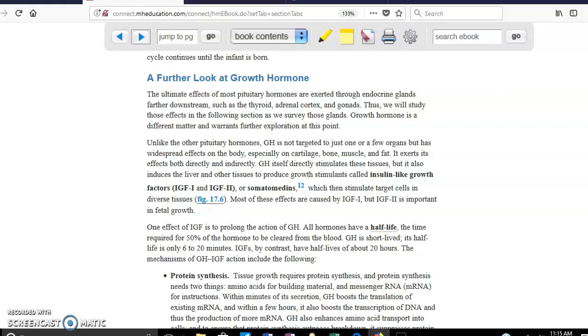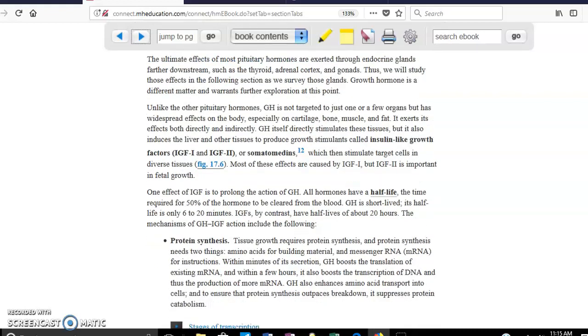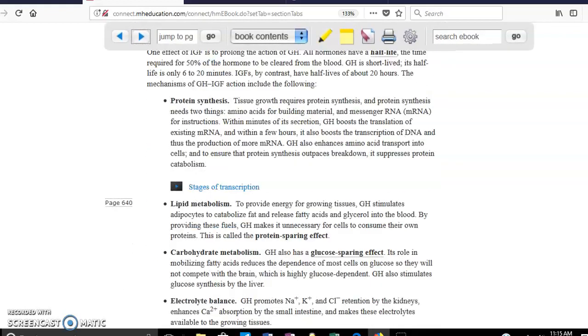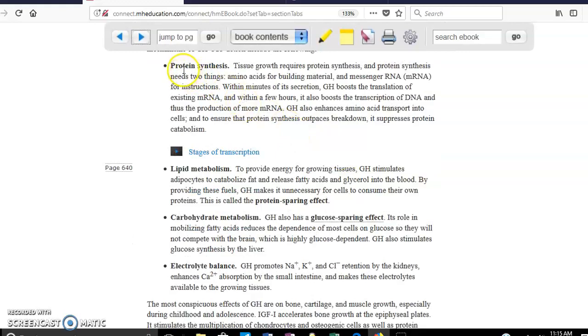Because if you are going to eat, everything that you eat is going to be used in order for you to grow. So that's why if you look in here, you can see that the growth hormone is going to work in the metabolism of proteins, lipids, and carbohydrates by making sure that you have these things ready in order to grow. Not only that, it also works in electrolyte balance for very important ions such as sodium, chloride, and potassium.